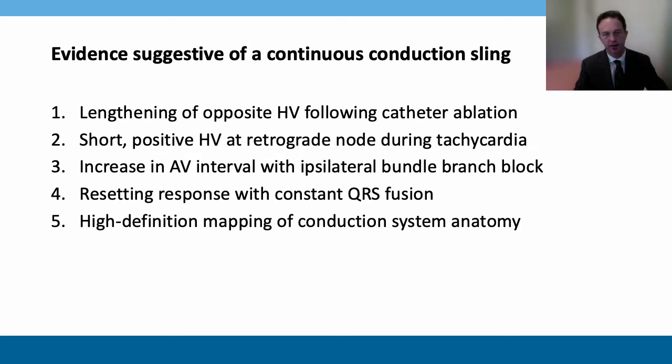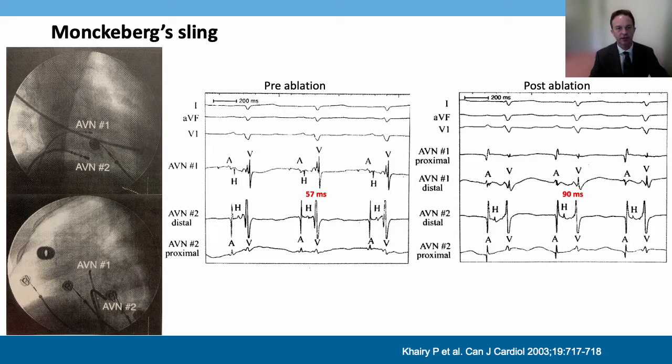There's also been the following criteria proposed for electrophysiologic evidence of a continuous conduction sling, and I'll talk about all of these 5 criteria. They're all in the form of separate case reports. The first is lengthening of the HV interval with ablation of the contralateral AV node. So in this case, we have a patient with an HV interval of 57 milliseconds at the posterior node pre-ablation. After the authors ablate the anterior node, the HV interval at the posterior node lengthens to 90 milliseconds.